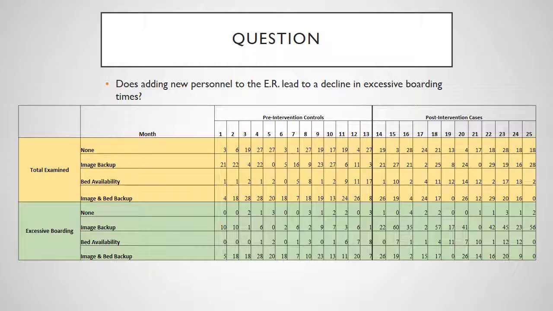For our scenario, we want to analyze if the addition of emergency room personnel leads to a decline in excessive boarding times, given all other reasons remain constant. Months 1 through 13 are our controls and represent pre-intervention where no additional personnel have been added. Months 14 through 25 are our cases and represent post-intervention where additional emergency room personnel have been added. So let's identify a method to solve this problem and perform the steps for solving the problem.